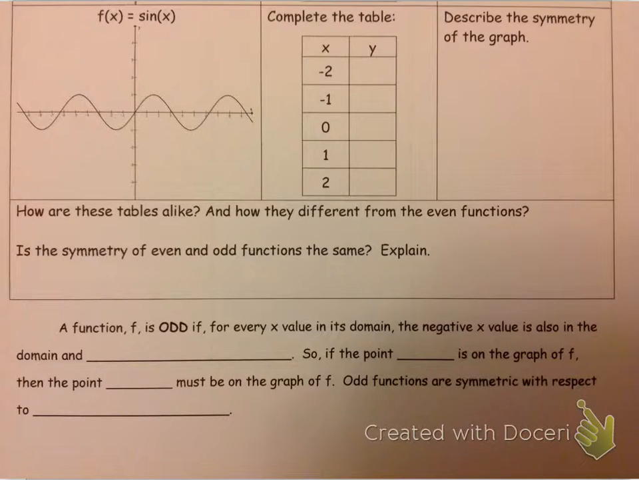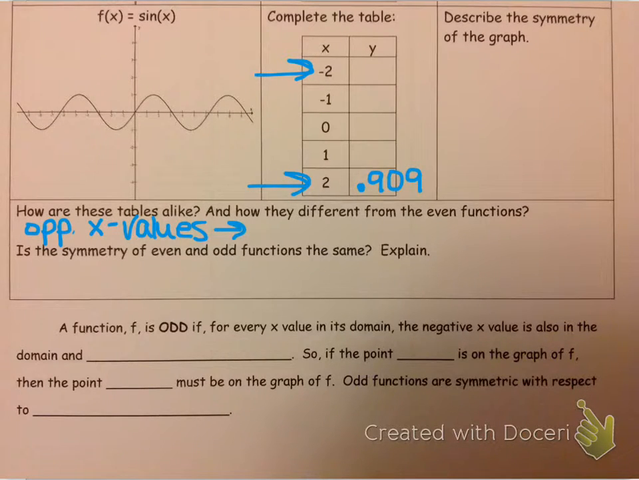Okay, so these tables are all alike because when you have opposite x values, this time around, they produced opposite y values. So, for example, sine of 2, and don't forget I was in radian mode, was 0.909, but sine of negative 2 was negative 0.909. So opposite x values produce opposite y values.